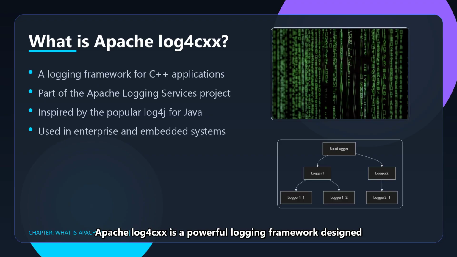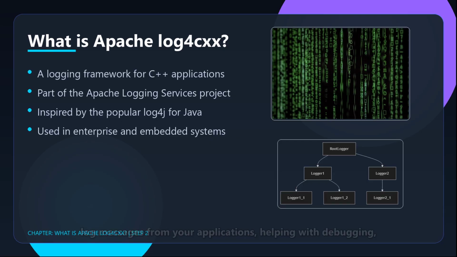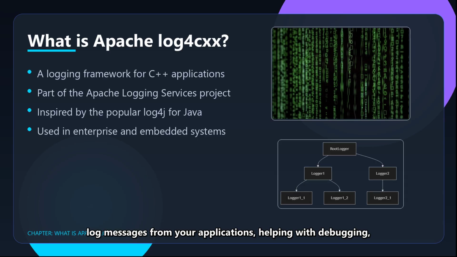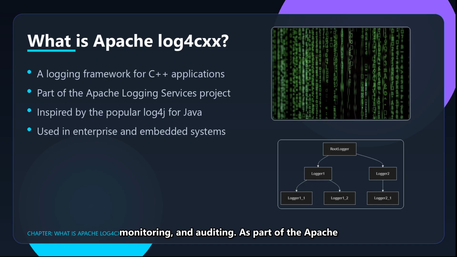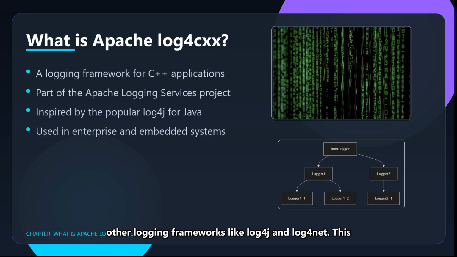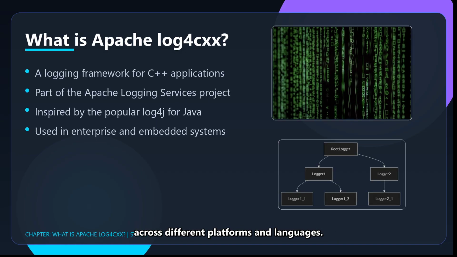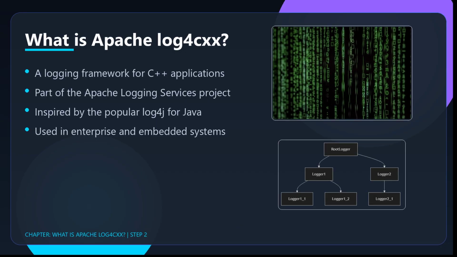Apache log4cxx is a powerful logging framework designed for C++ developers. It allows you to generate log messages from your applications, helping with debugging, monitoring, and auditing. As part of the Apache Logging Services project, it shares design principles with other logging frameworks like log4j and log4net. This makes it a familiar tool for developers working across different platforms and languages.